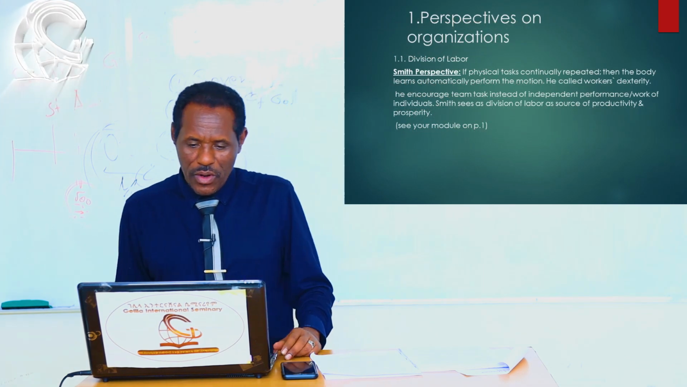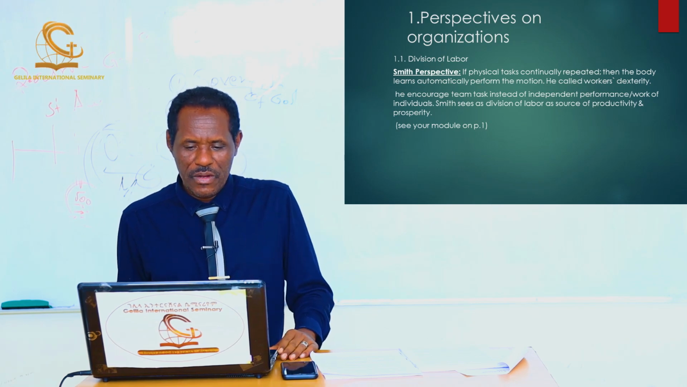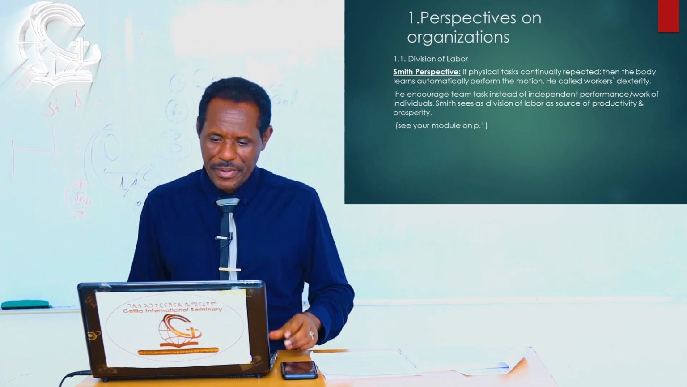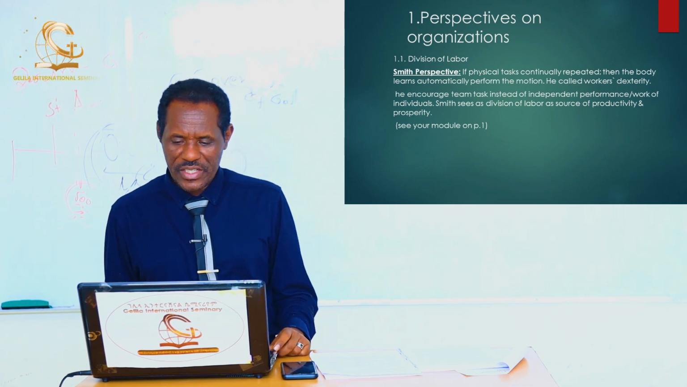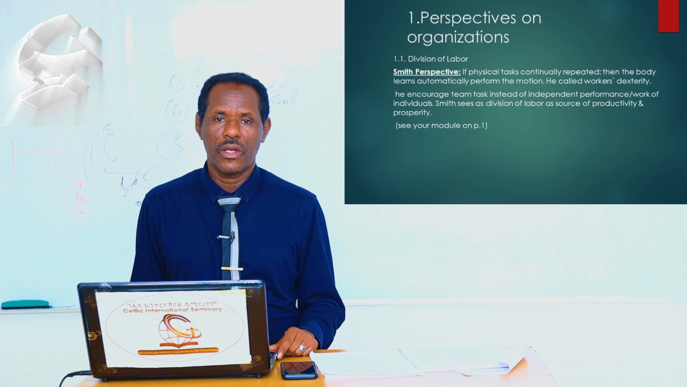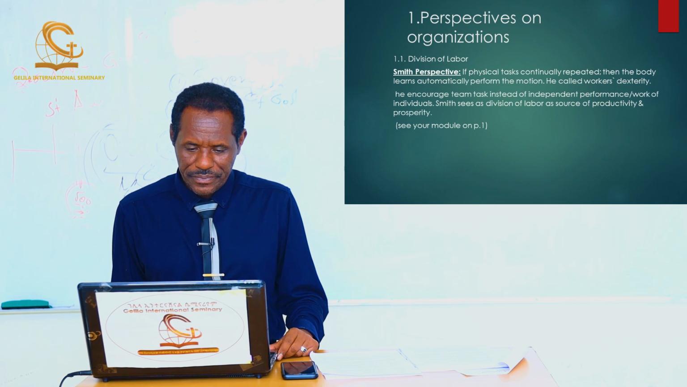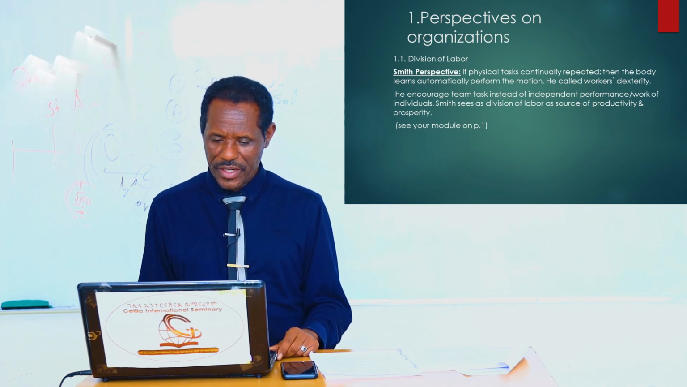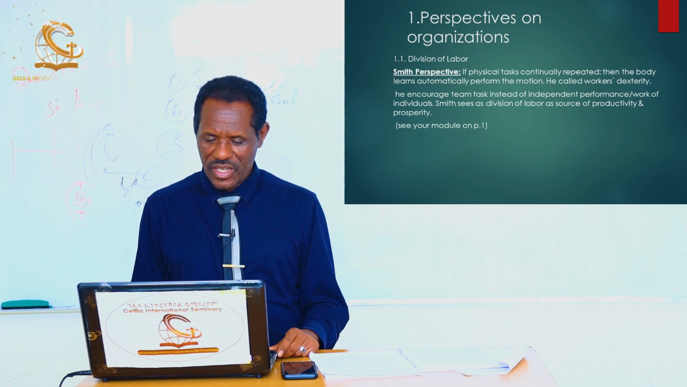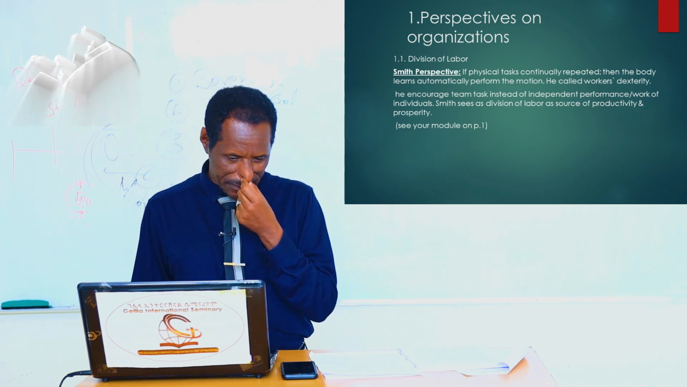In the initial stage of the course, we have the point, perspectives on organizations. First, we have to see the division of labor. According to Smith's perspective, if physical tasks are continually repeated, then the body learns to perform the motion automatically. He called it workers' dexterity. He encourages team tasks instead of independent performance or work of individuals. Smith sees division of labor as a source of productivity and prosperity.